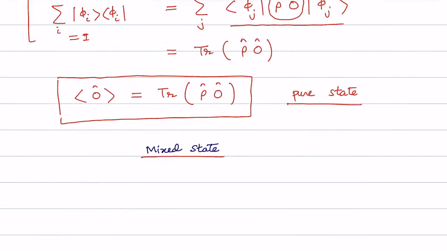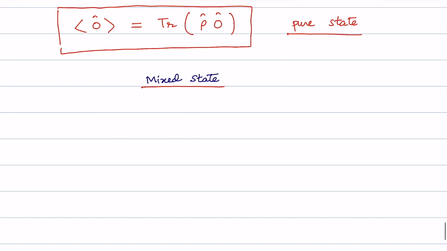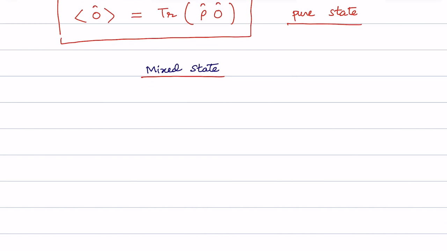We cannot specify a state ket or state vector for a mixed state, but certainly we can represent it by a density operator as follows. Rho cap is equal to the sum over j of pj, where pj is the classical probability, times psi j outer product with itself. This is the usual definition of the density operator, as you can see.